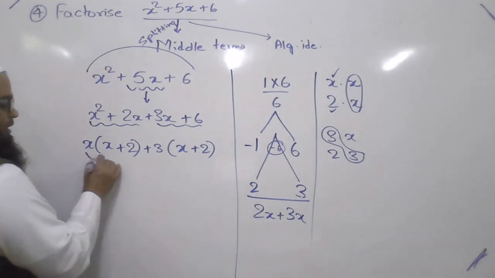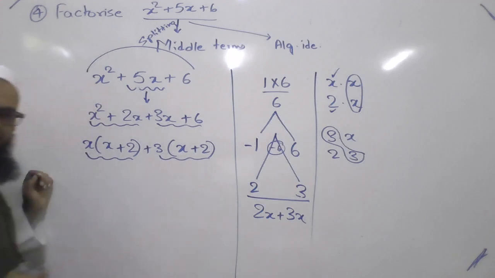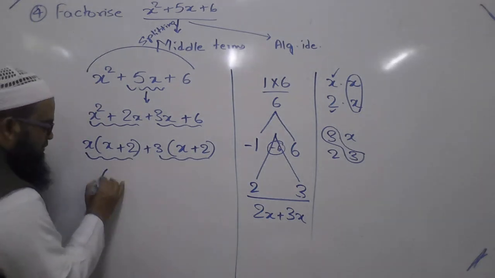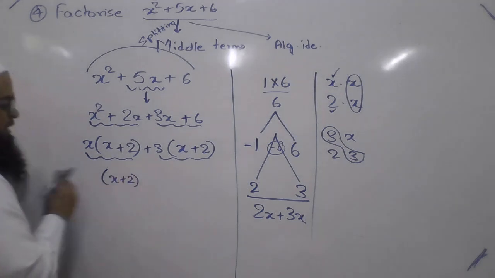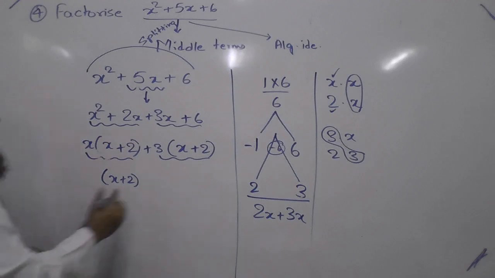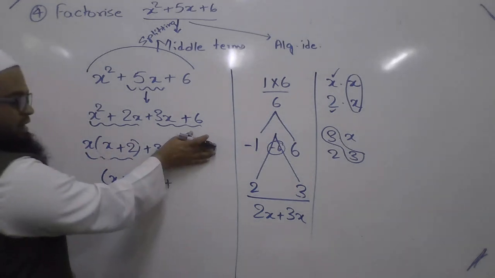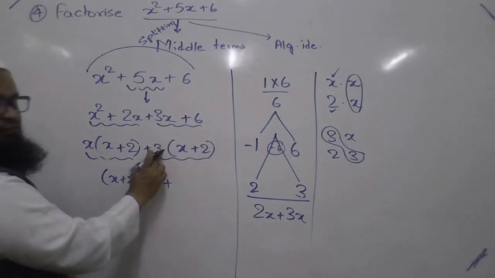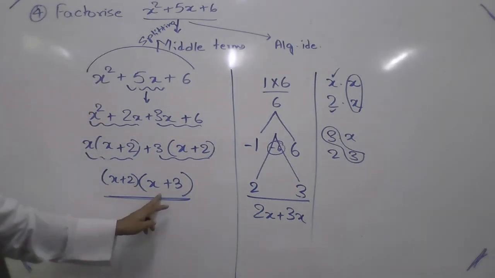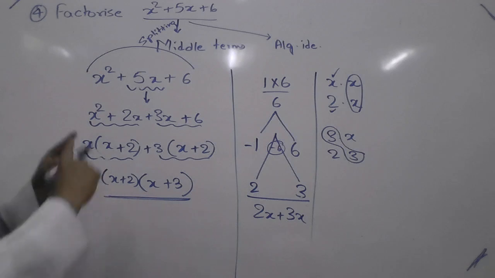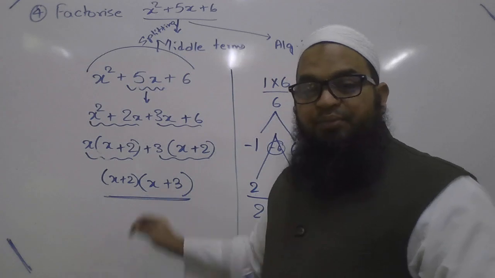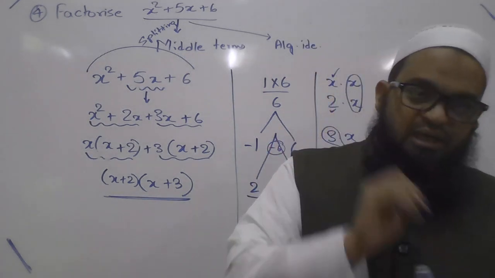So now, in these two terms, what is common? x plus 2. When I take x plus 2 common, what is left out here? x. Plus, and here if I take x plus 3... sorry, x plus 2 common, what is left out? 3. Is it a product of two terms? x plus 2 is in one bracket, so it is one term. And x plus 3 is also in one bracket, that means we consider it as one term.